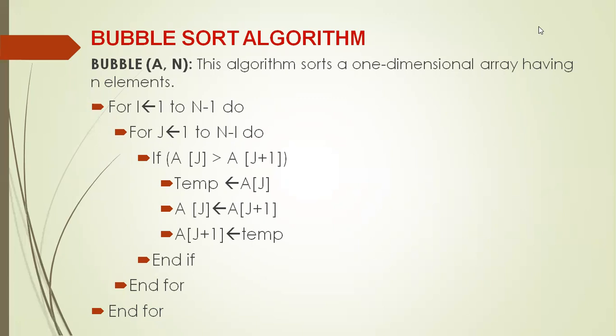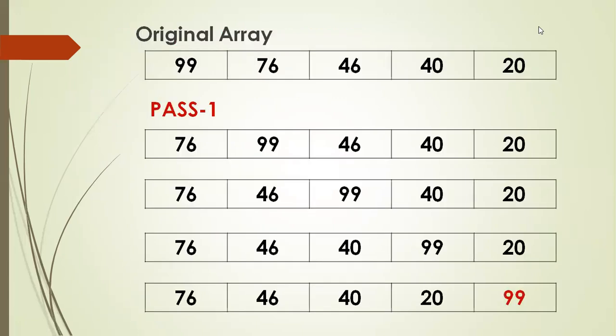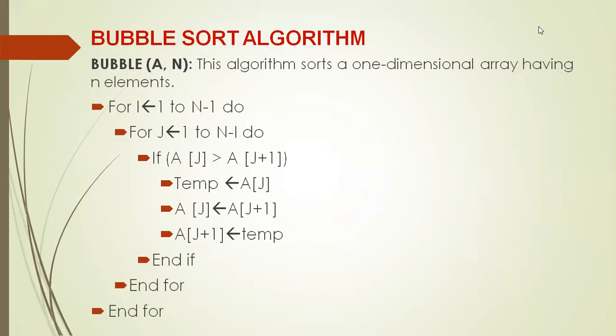Let us consider an example. Here your array has the elements 99, 76, 46, 40, 20. It's not in ascending order, so we have to sort it. How will it be done? Start with an example. i varies from 1 to n minus 1. n is 5, 5 minus 1, how much? 4. So the 4 values i takes are 1, 2, 3, 4.